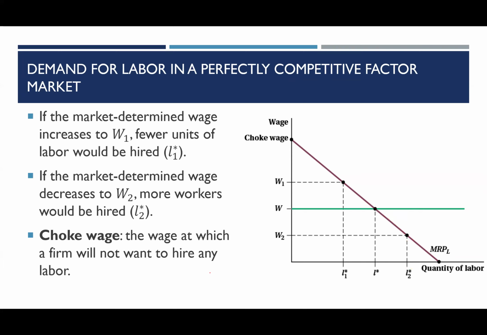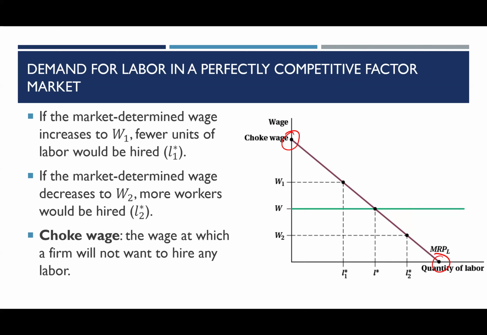All right. Looking at our marginal revenue product curve, we can see that it is a demand curve. I've been referring to it as the firm's demand for labor, and it's going to have the same type of properties that we've seen with other demand curves over the course of this class. It'll have a choke wage, where it intersects the wage axis. That is the wage at which a firm is not going to want to hire any labor. It's going to have a quantity intercept, and that is the amount of labor that the firm would hire if the wage were zero.